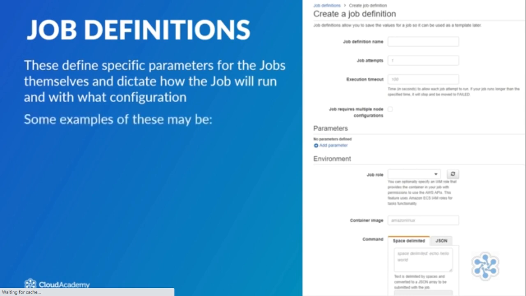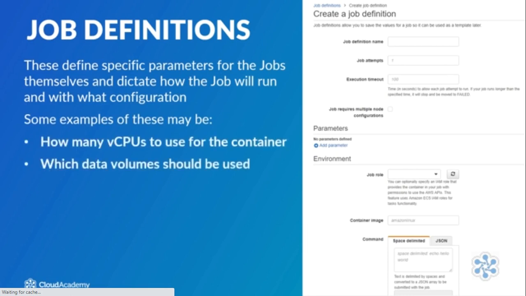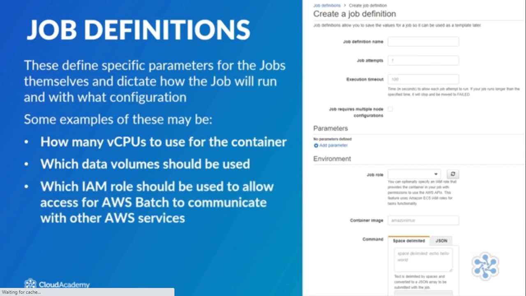Some examples of these may be how many vCPUs to use for the container, which data volumes should be used, which IAM role should be used, allowing access for AWS Batch to communicate with other AWS services, and mount points.